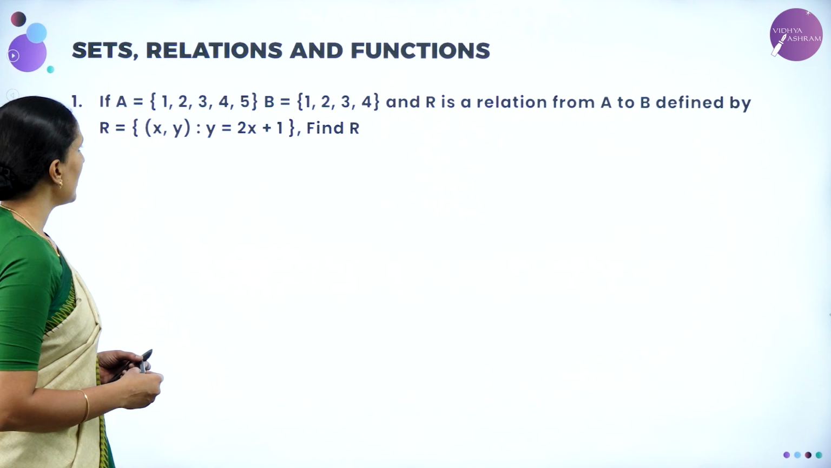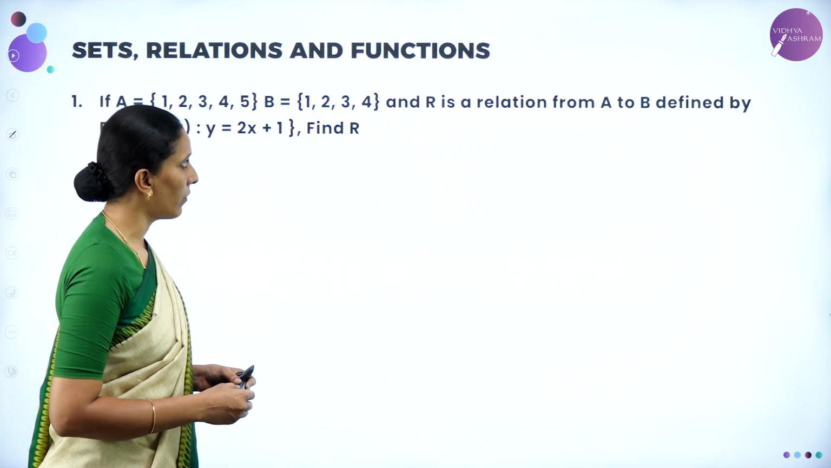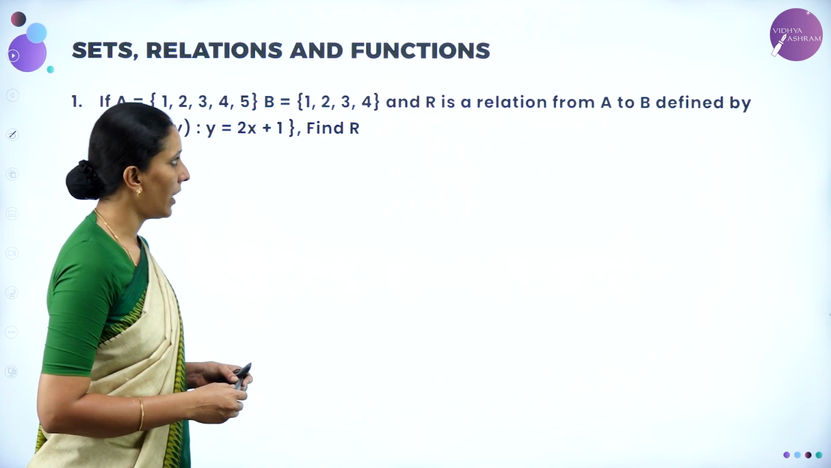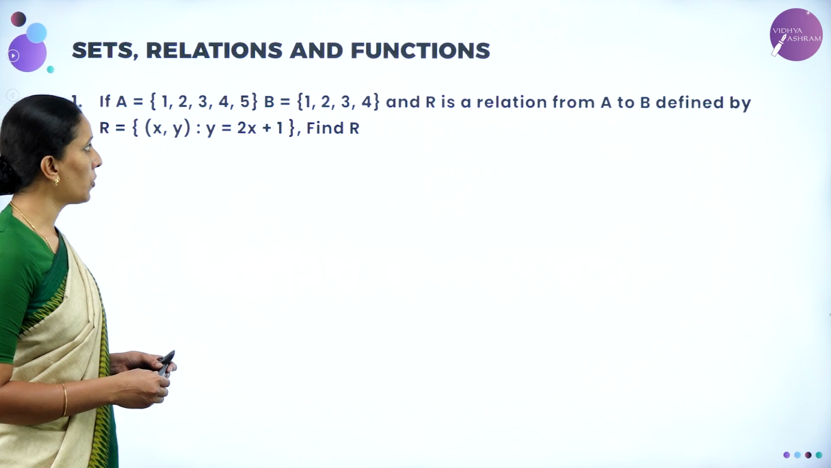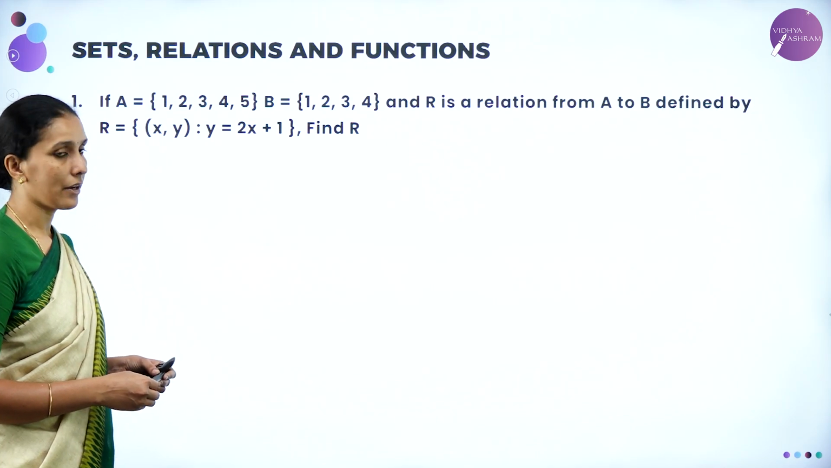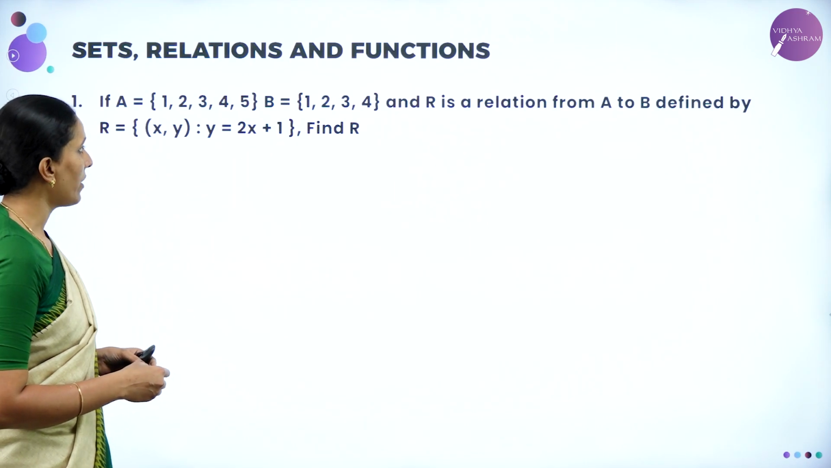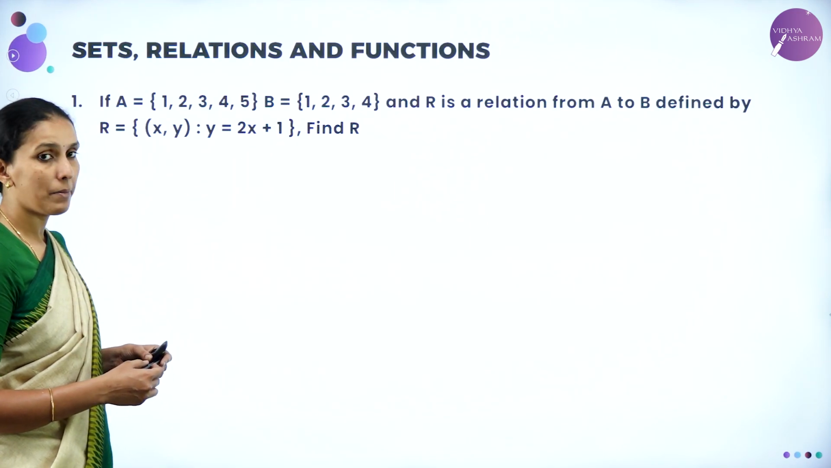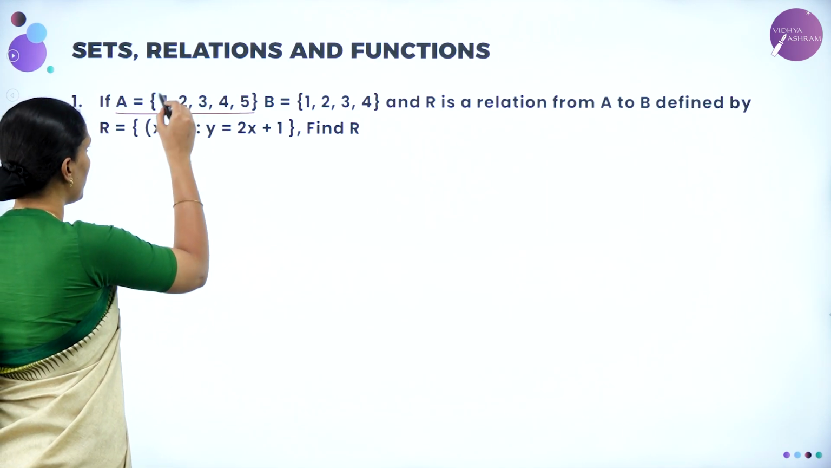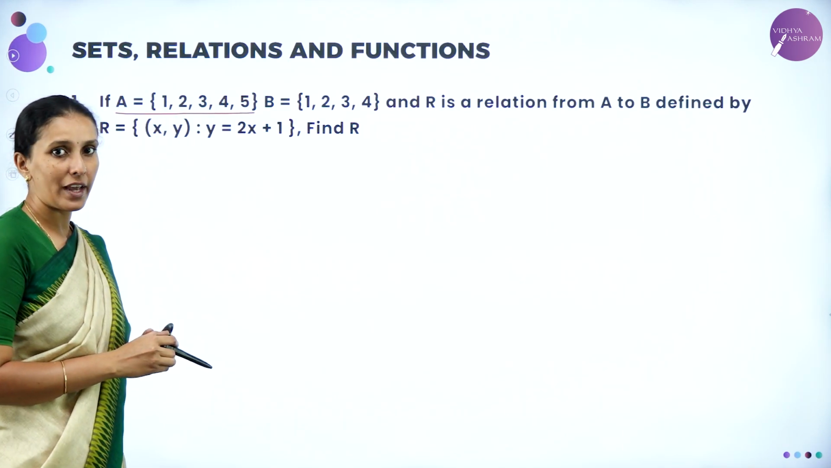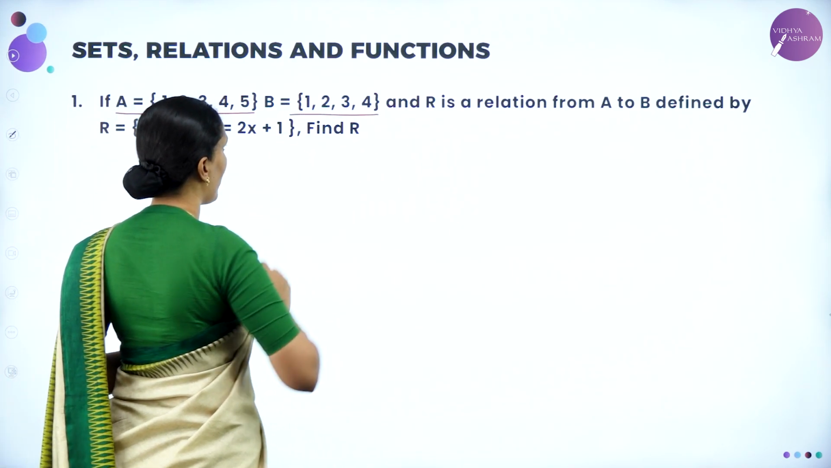Next, if A is equal to {1, 2, 3, 4, 5} and B is equal to {1, 2, 3, 4} and R is a relation from A to B defined by (x, y) where y is equal to 2x plus 1, find R. So we need to take y is equal to 2x plus 1 form, and R is a relation from A to B. So find R. Domain is always taken from the set A. That means the value of x must be taken from the set A and range we should identify in set B.